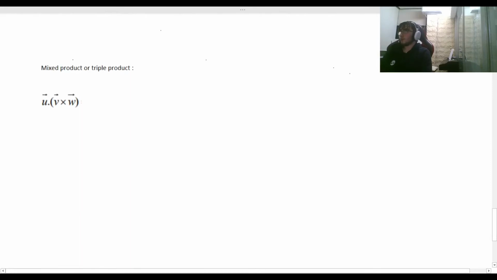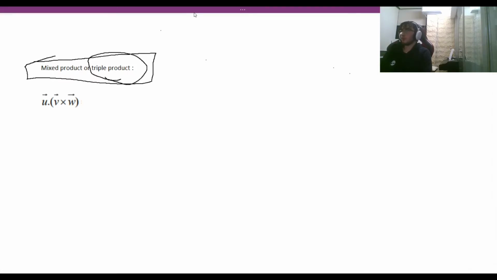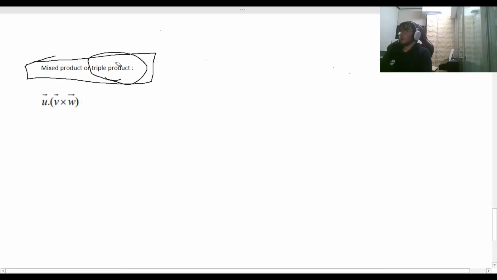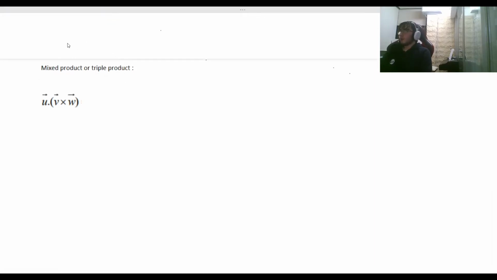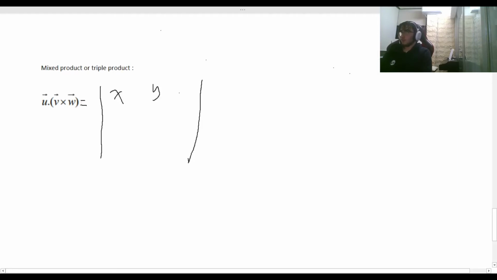Okay, on to mixed product, or what we call triple product. We use triple product for many things, such as to calculate the volume of a tetrahedron, or proving 4 points to be coplanar or not. Okay, so calculating the mixed product is very similar to the cross product. We put the coordinates of the first vector, the second vector, the third vector, x double prime, y double prime, z double prime.